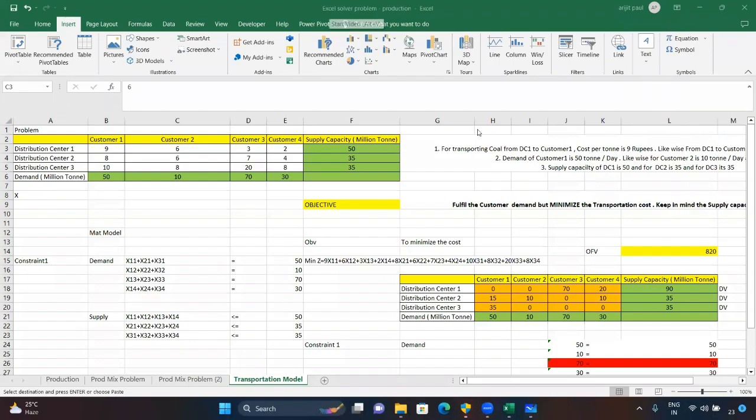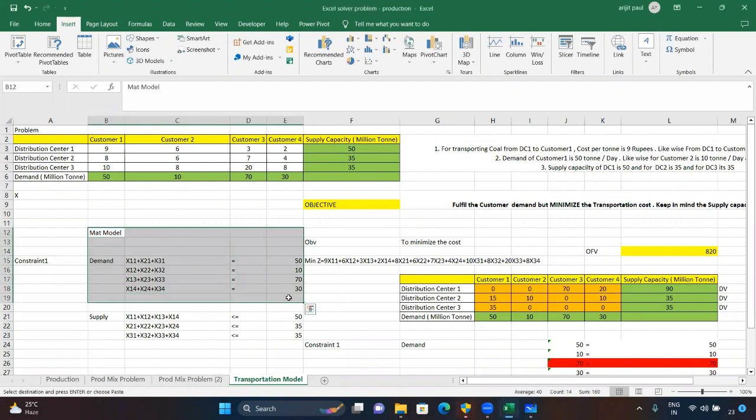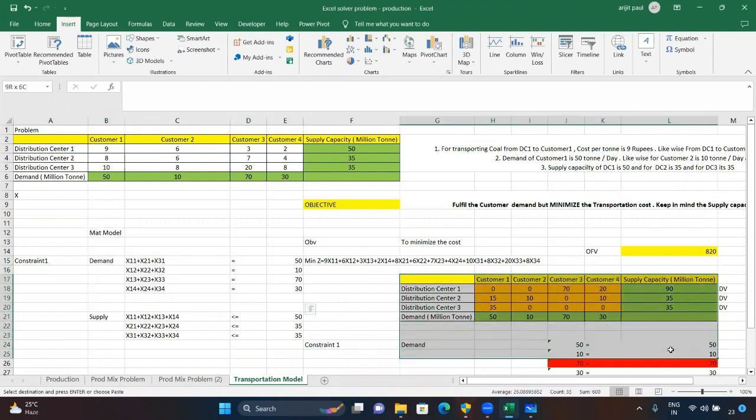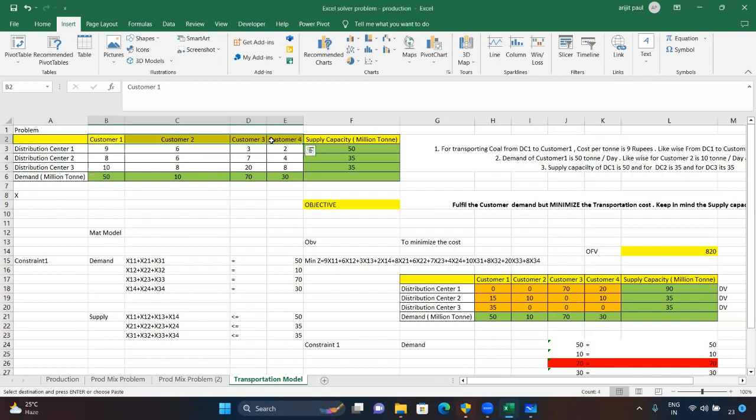Okay, I hope that you are able to see my Excel file. In our last session, we solved one transportation issue. First of all, by creating this mathematical model from the English language, and then we resolved this issue by using the Excel solver, right? These distribution centers are the sources and these customers are the destinations. This was also discussed in our previous session.